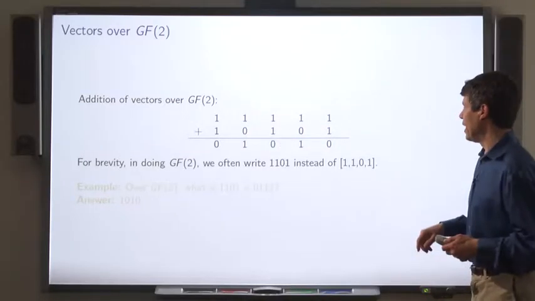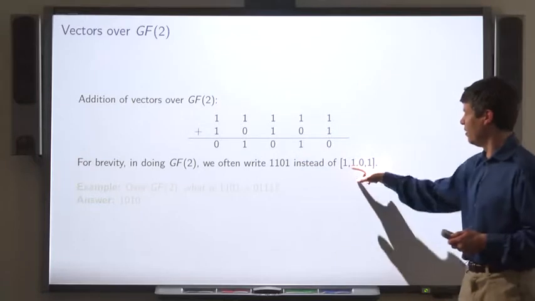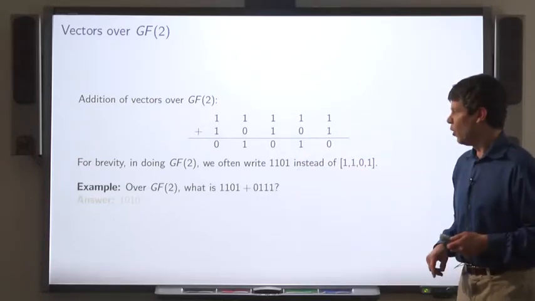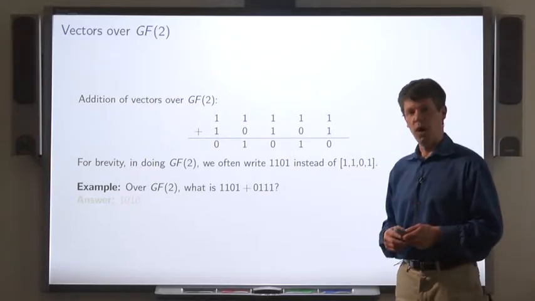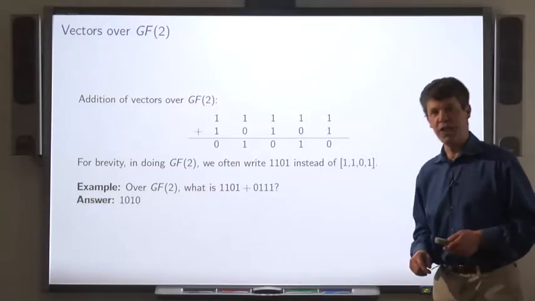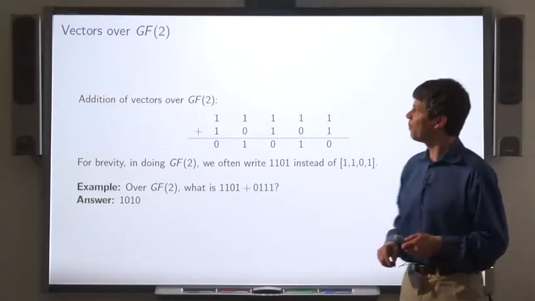Now, we'll sometimes use the notation 1101 instead of the list 1, 1, 0, 1. So here's another example. What's 1101 plus 0111? And the answer you should get is 1010.